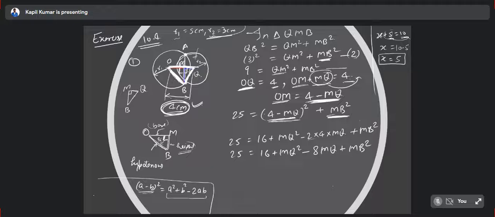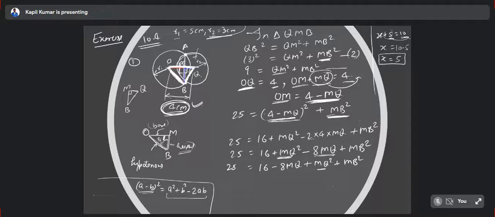From here onwards, it is 25 is equal to 16 minus 8 MQ, and it is plus MQ square plus MB square. Means we just change its place, from here we put it here. After this, no problem.